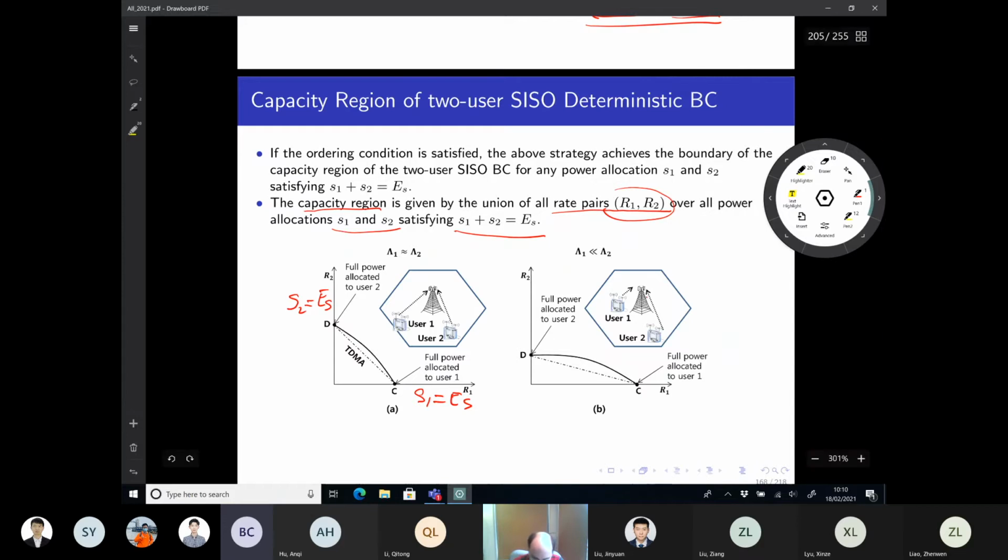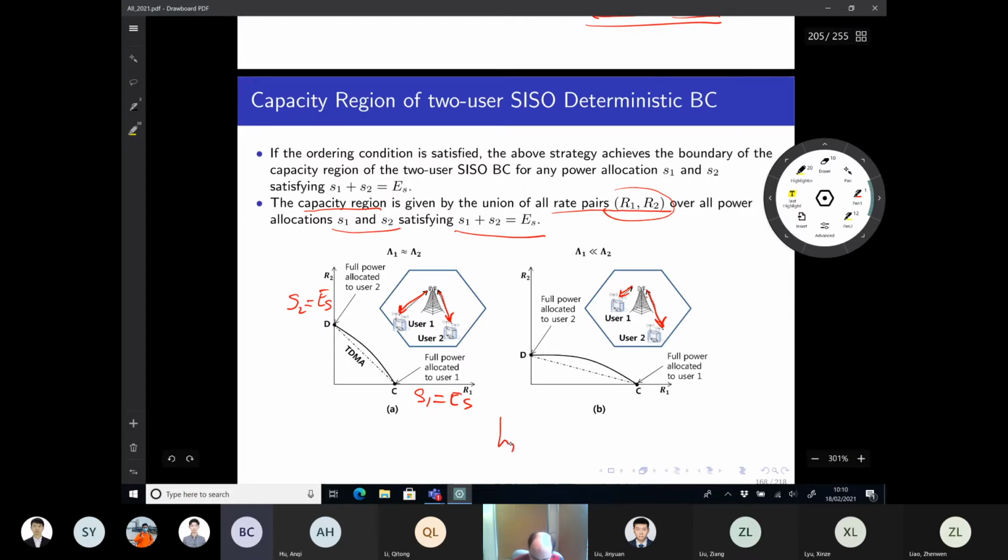And sorry, these figures are wrong. It should be like this. Right, we are in the downlink. Right, so TDMA will be strictly smaller, and actually you can show that this capacity region will boil down to TDMA if the channel strength of all the users are the same.